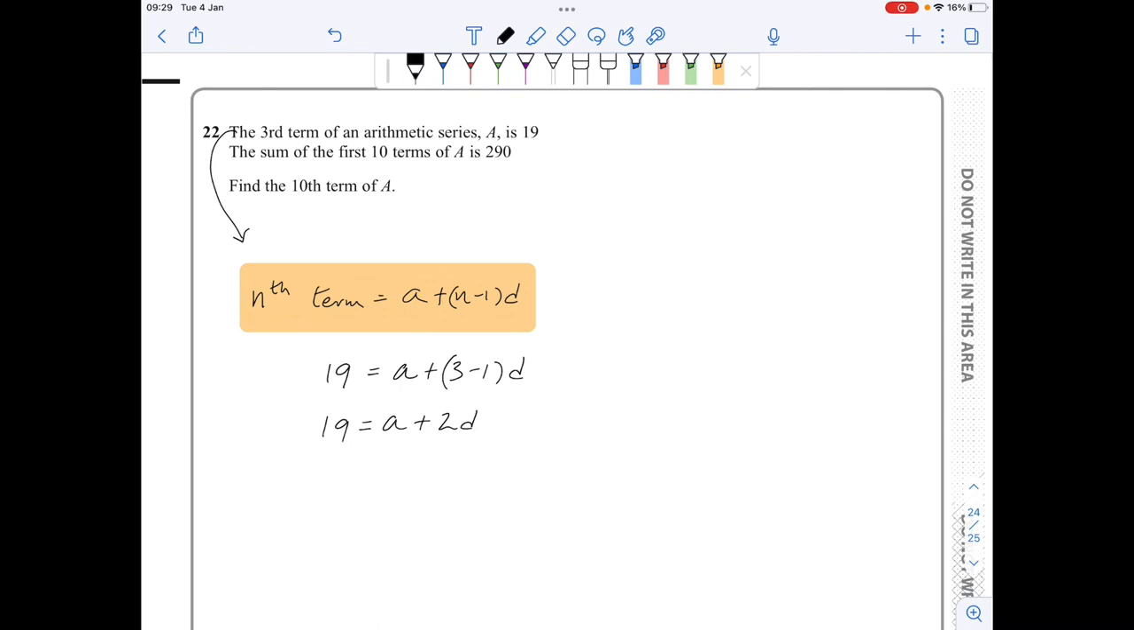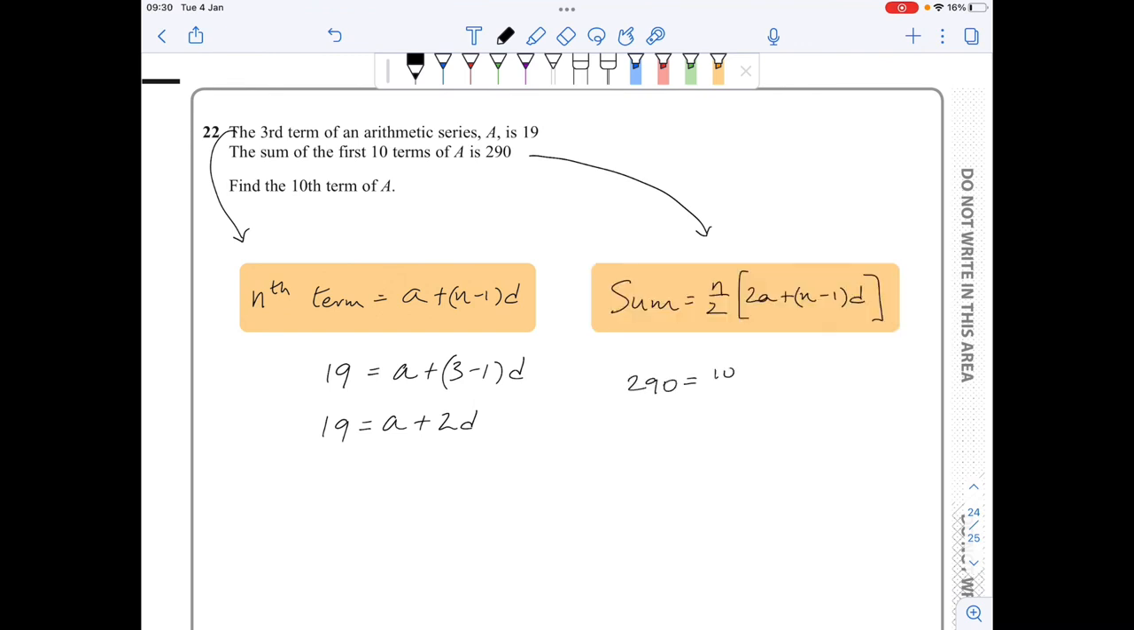And then I'm also given that the sum of the first 10 terms is equal to 290. And I'm going to work with the sum formula. So 290 equals 10 over 2, 2A plus 10 minus 1 D. So 290 is equal to 5, 2A plus 9D. I'm going to divide this by 5. So I've got 58 is equal to 2A plus 9D.